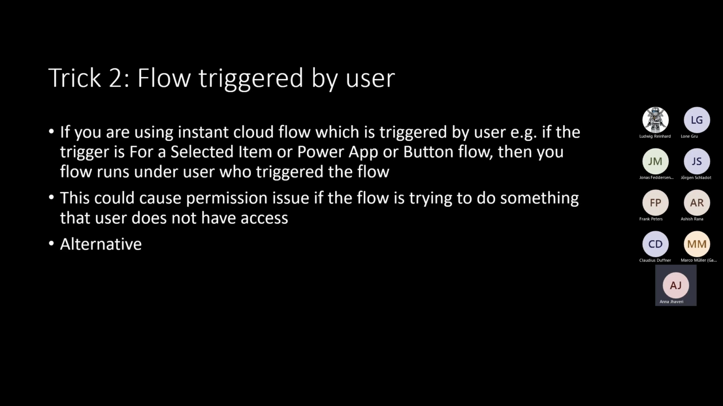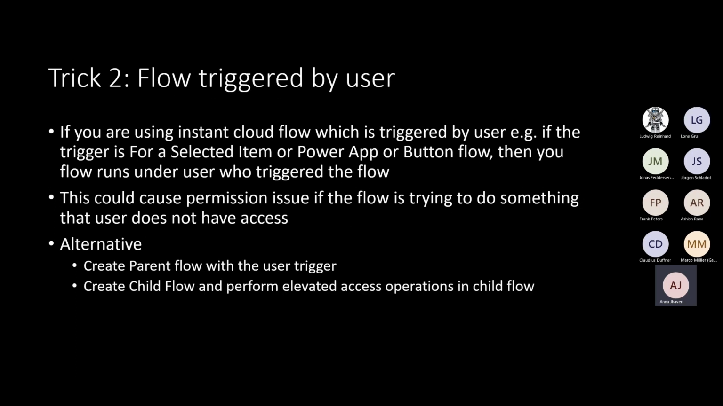So in that case, what you can do is create a parent flow which has a Power Apps action, and then create a child flow which performs that elevated operation, like updating the item in the SharePoint list, and then call the child flow from the parent flow. What that will do is trigger the child flow using the permissions of the author of the flow. It won't use the context of the current user who triggered the flow from Power Apps. So that way you can avoid errors in your flow when you want to do some elevated privileges operation which the actual user does not have permissions to do.